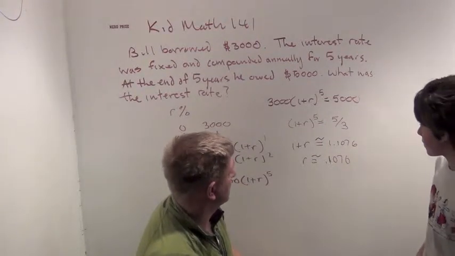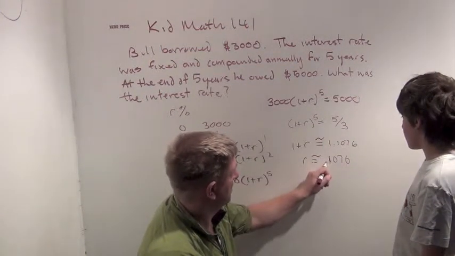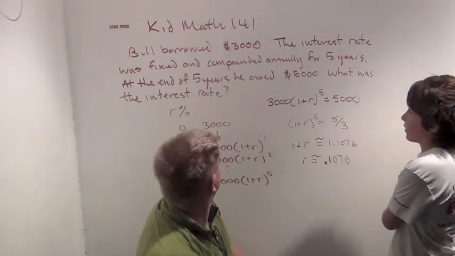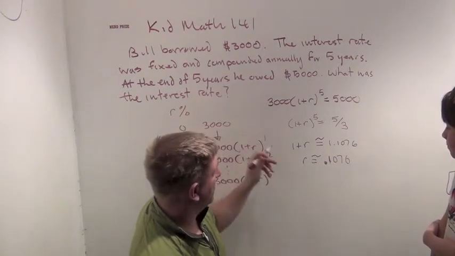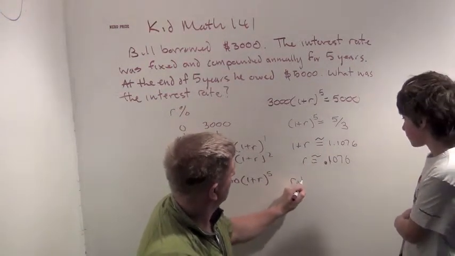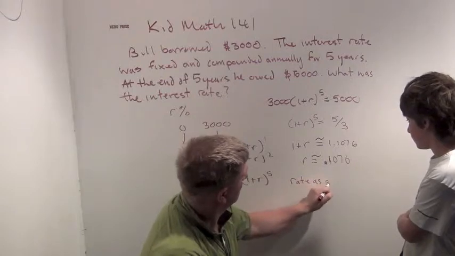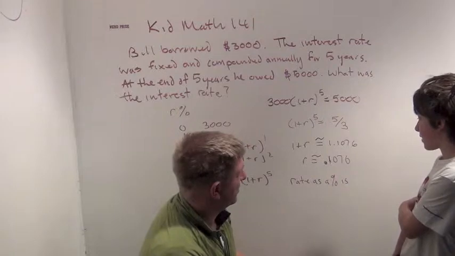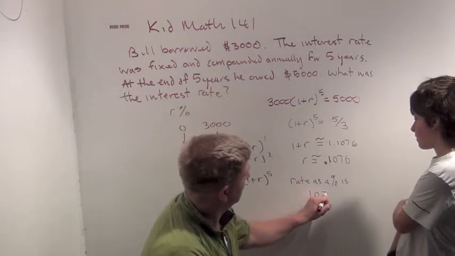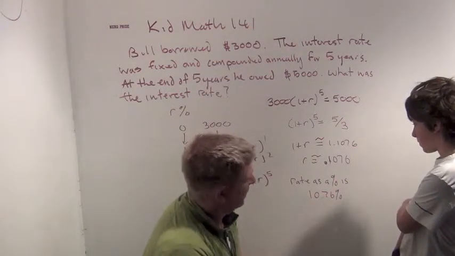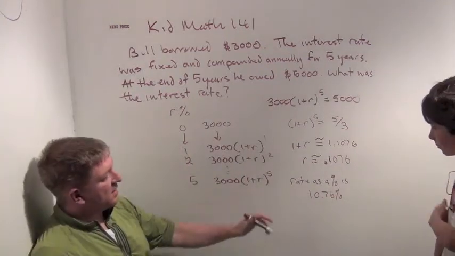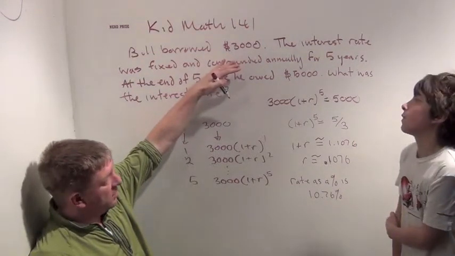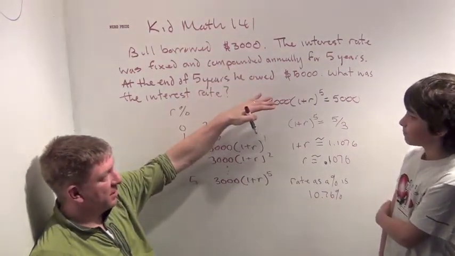So what was the interest rate as a percent? It's 10.76%. Okay, so that's interesting. At a 10.76% interest rate, on a $3,000 loan for 5 years, you have to pay back $5,000.